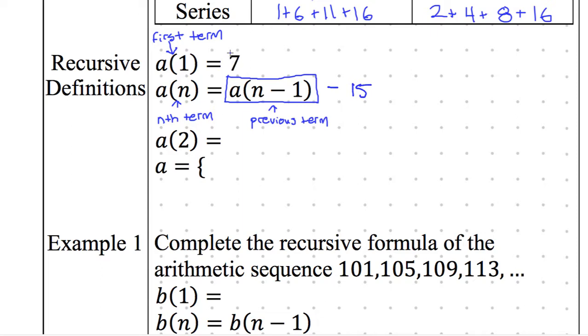This is very important. There's two things for a recursive definition. You need a first term, and then you need to be able to find the nth term by finding the previous term minus 15. So put a box around the minus 15. This thing we're going to call the rule.